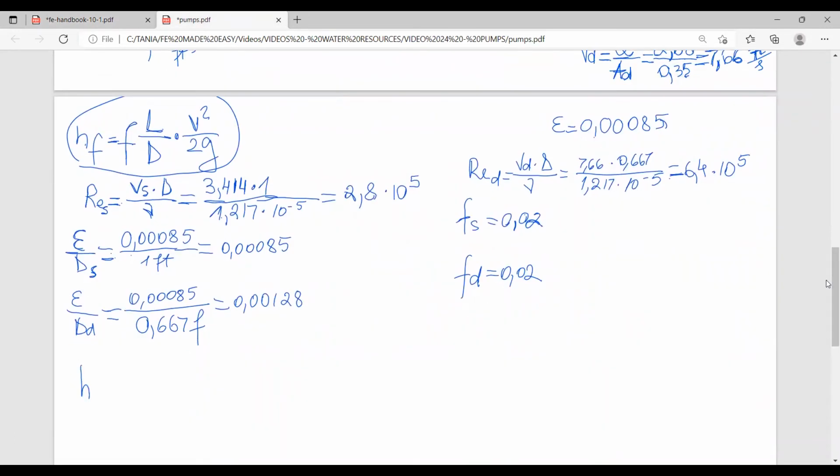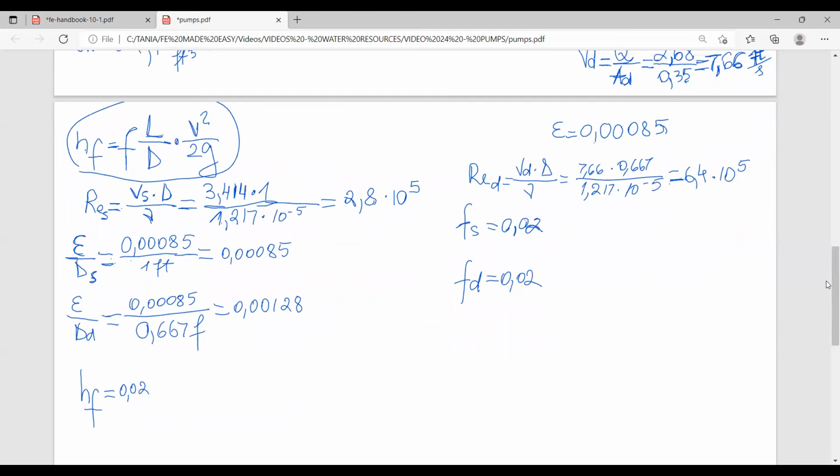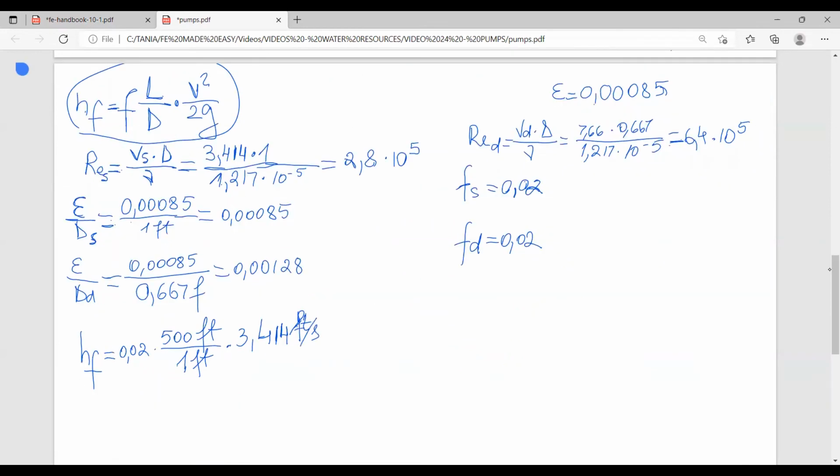Let's see what is our head loss due to friction. So we have 0.02 times L. Our L for suction is 500 feet, over a diameter of 12 inches, 1 foot, times velocity in suction, we have calculated here is 3.414 feet per second squared, over 2g, gravity acceleration, equals 32.2.